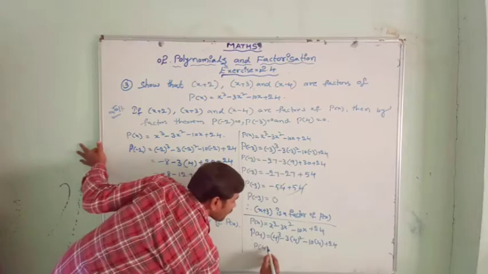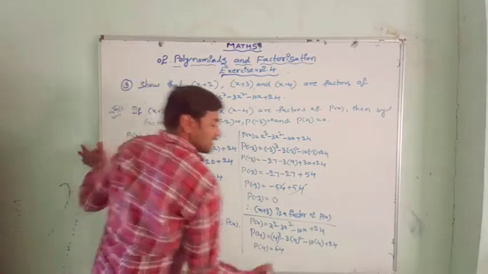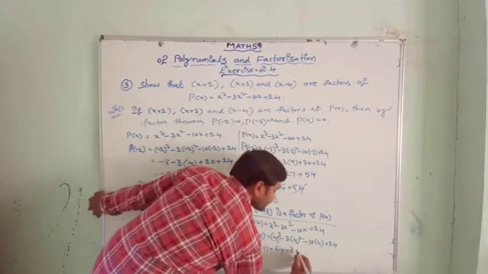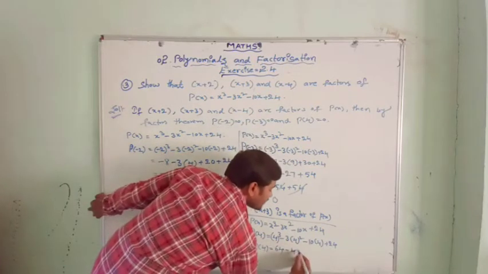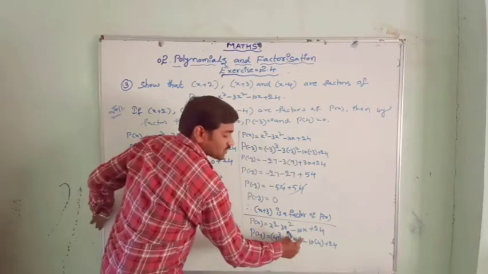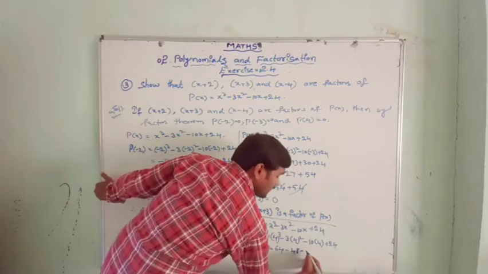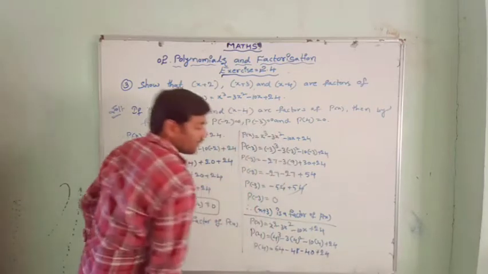That means here p of 4 equal to 4 cube is 64, minus 3 into 4 square is 16. 4 square is 16, 3 into 16, 48. Here directly I am writing 4 square is 16. 3 16s is 48, minus 10 4s is 40, plus 24.